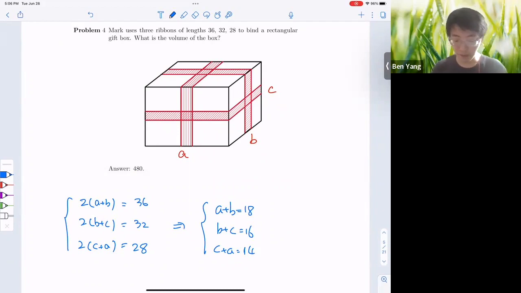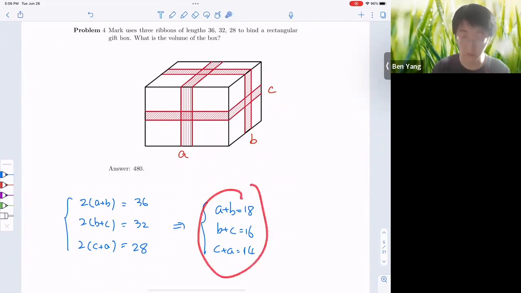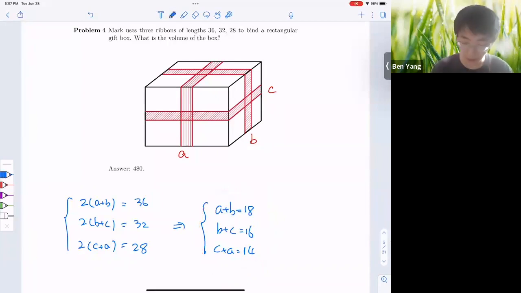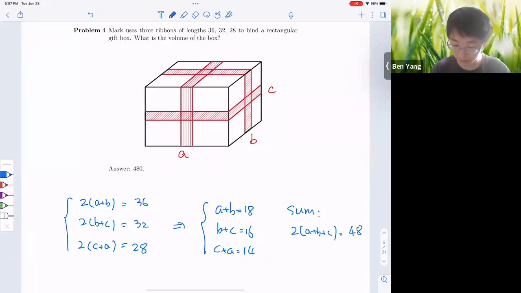Cool. Then we can take the sum of the 3 equations here. That's usually what we do when we have equations that look pretty symmetric. If we take the sum, then we have 2 times (A plus B plus C) equals 48. So A plus B plus C is 24.